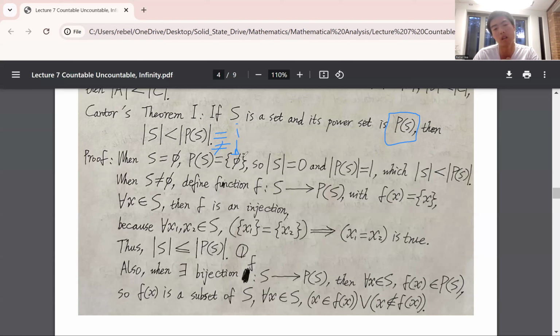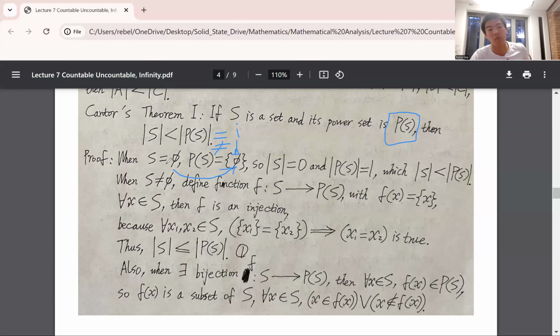PS is a set of the empty set, which has one element. So it's 0 and 1. And because they're finite sets, S is smaller than PS. But we can also say, because this set is empty and this is not an empty set, we cannot find a bijection from 0 to 1, right? Because their numbers are different. However, we can find an injection from this one to this one.